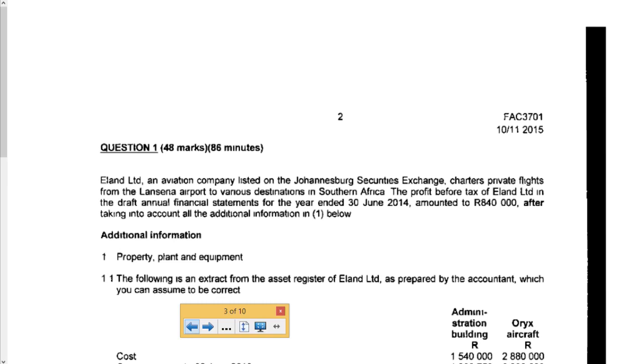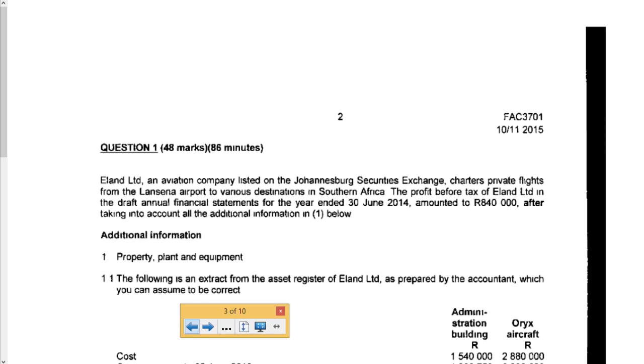Then I go back, and then I say, okay, I'm going to start reading it. So they tell you that the company is an aviation company. They're listed on the stock exchange. They charter private planes from Lanseria to various destinations in southern Africa. And that the profit in the draft financial statements was 840.